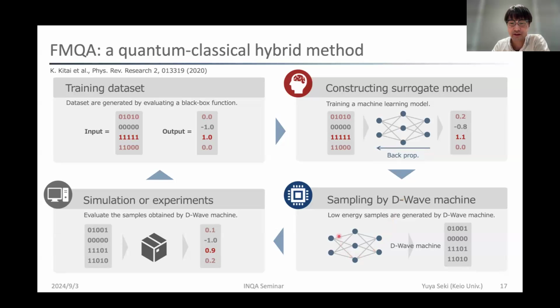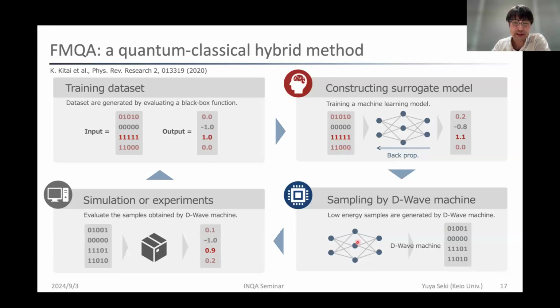And in the third step, we try to find the likely optimal solutions by using annealing machines by minimizing the output of these factorization machines. And we obtain some output like this. Then we need to evaluate this output by using the black box function.